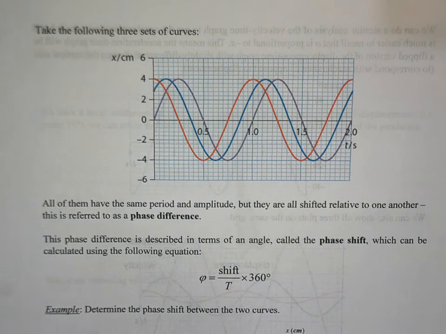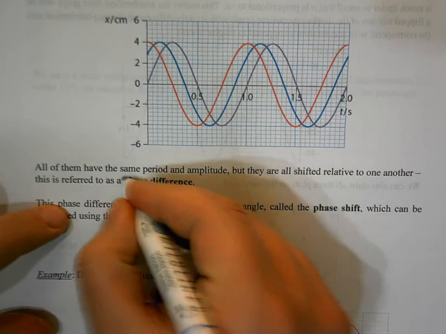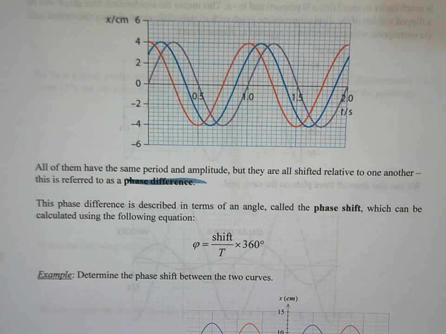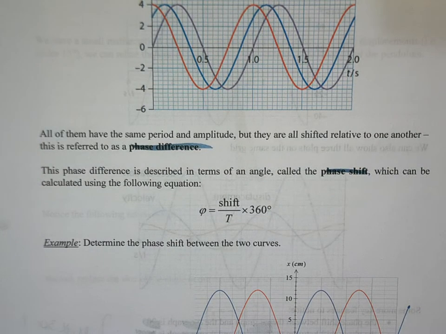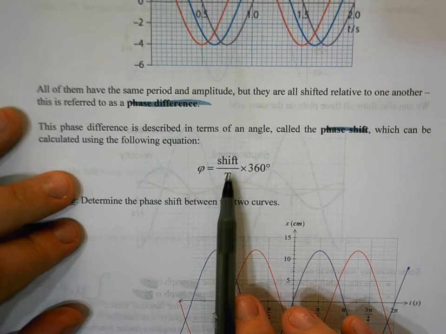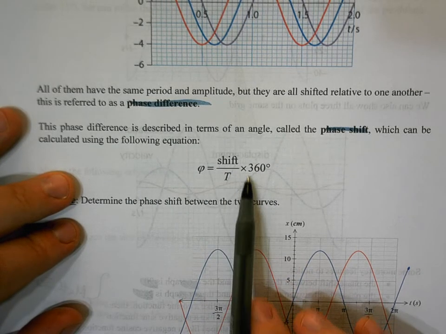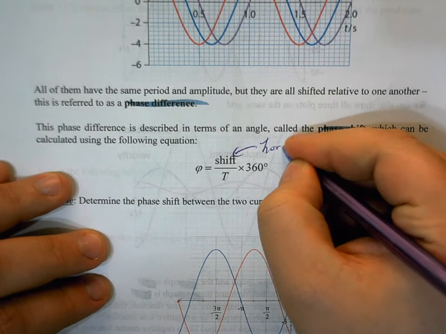So that amount that they are shifted relative to one another, this is what we refer to as the phase difference. And we can calculate that phase difference with an angle, how much they're shifted by, and this is what we call the phase shift. So the phase shift tells us how much one curve is shifted horizontally relative to another. To calculate the phase shift, we will take the shift divided by the period, and multiply that by 360 degrees. So the phase shift is the horizontal shift on the graph.